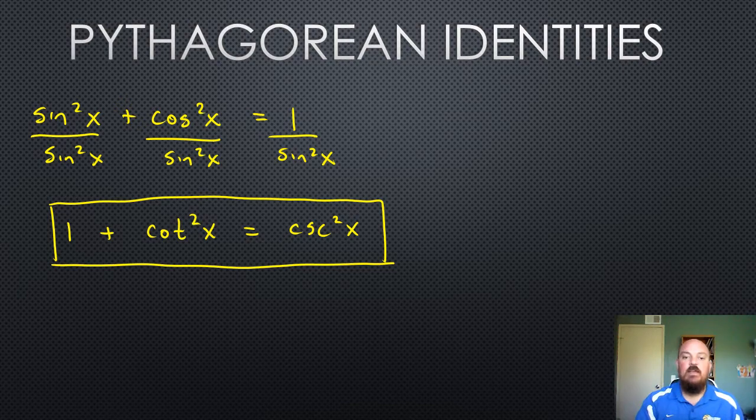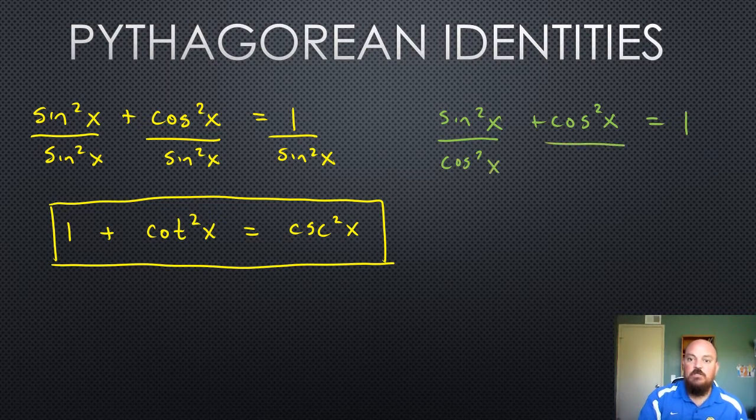Now let's do the same thing. Let me start with the original. Sine squared x plus cosine squared x equals 1. This time, let's divide everything by cosine squared x. And I think you guys are probably guessing now we're going to end up with that third equation.